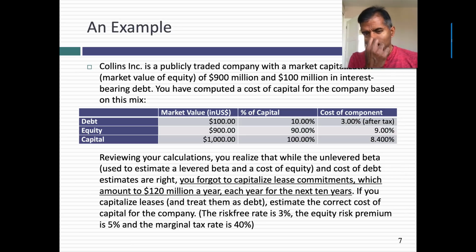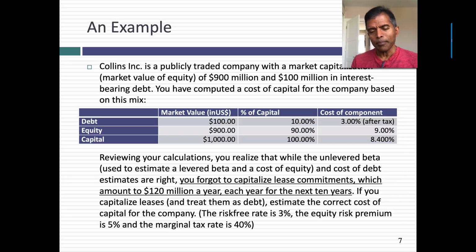Here's a company, publicly traded, with a market value of equity of 900 million and 100 million of interest-bearing debt. So I've given you all the inputs you need. In fact, I've computed your cost of capital. And then after you compute it, I say, you've forgotten something. And essentially what you've forgotten is that this company has lease commitments of 120 million for the next 10 years. So this is pre-2019. Accountants were doing the wrong thing by not capitalizing leases. I want you to capitalize them, treat them as debt. So I want you to tell me what will happen to the cost of capital when you do this.